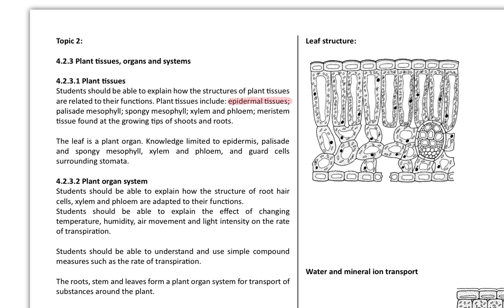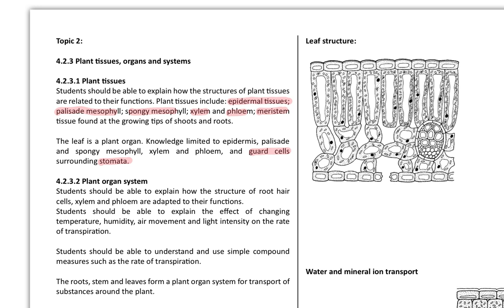Palisade mesophyll, spongy mesophyll, xylem, phloem. Meristem's not going to be in this diagram. And further down, it kind of says them again for some reason. It also talks about guard cells surrounding stomata, and then the rest are the same. So let's do the leaf structure first. Again, you can learn your anatomy.